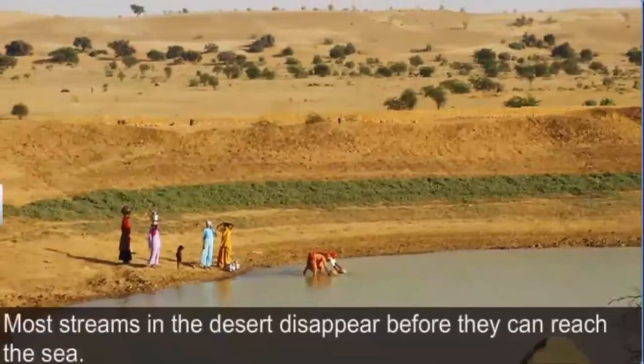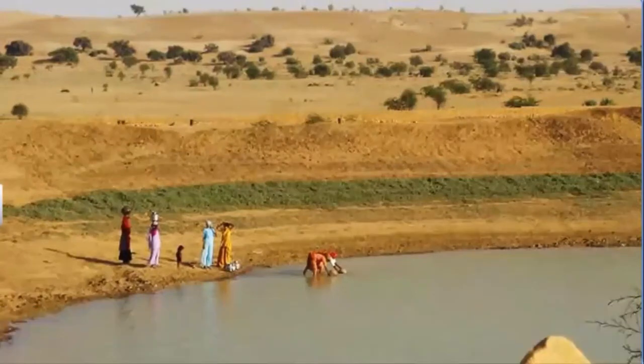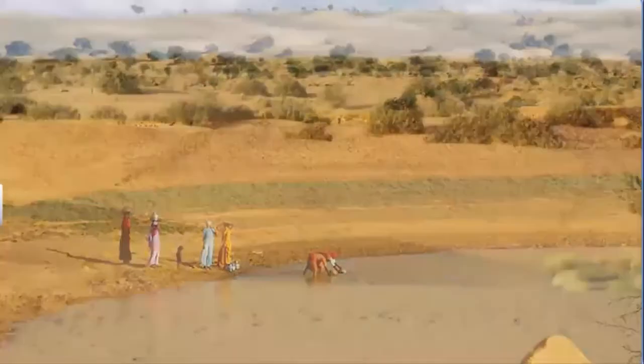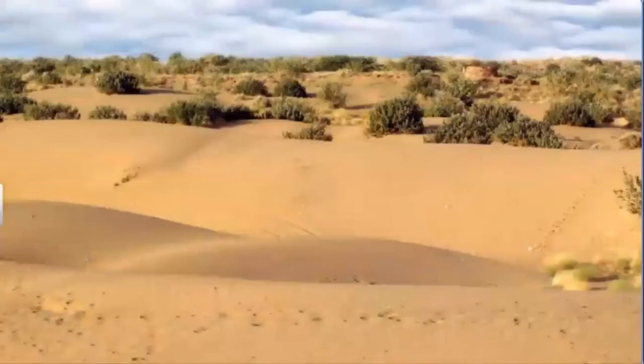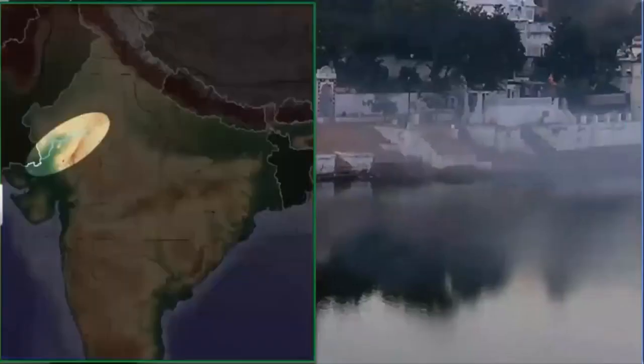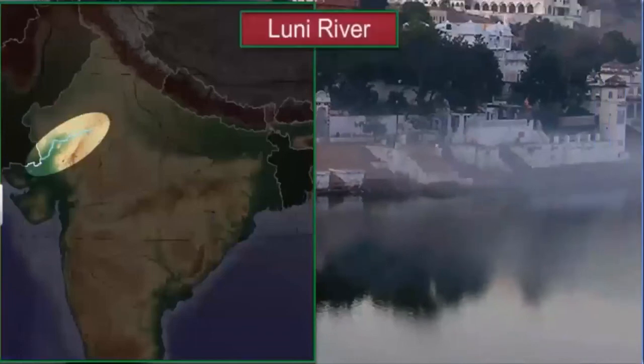So sometimes you do see some streams in the desert, but they don't have enough water so that they can reach the sea. So, soon after the rainy season, they disappear slowly into the sand again. The only exception is the river Luni, which is a large river.